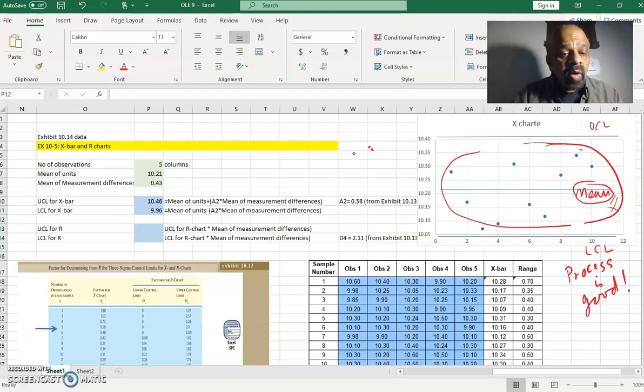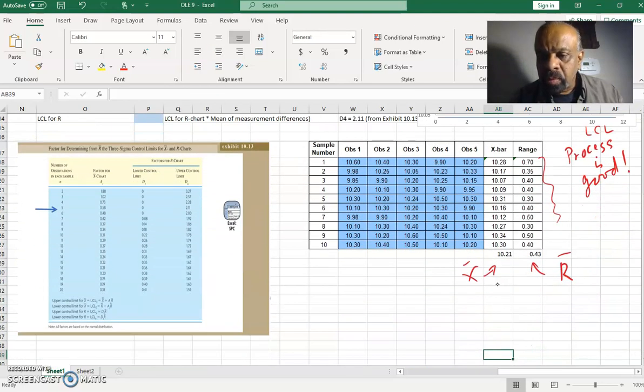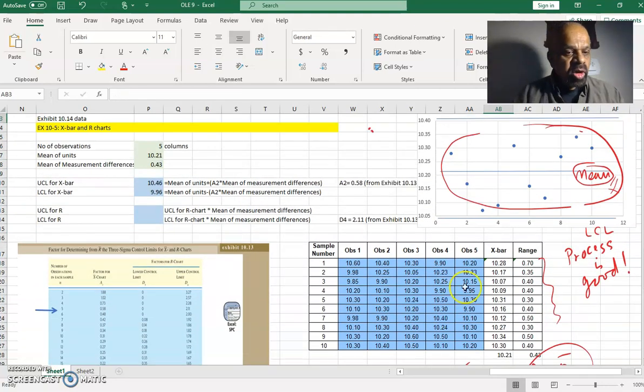Similarly, I can find for R. I can draw the points for R using these data and the mean, which is also given here. The mean R. So I can draw a similar chart. After drawing the chart, I need to find the UCL for R. The UCL for R is simpler.